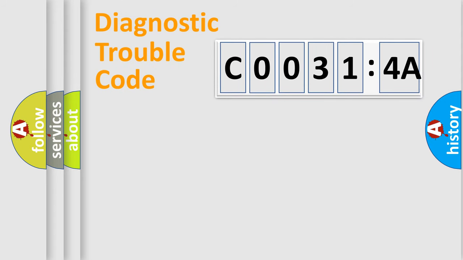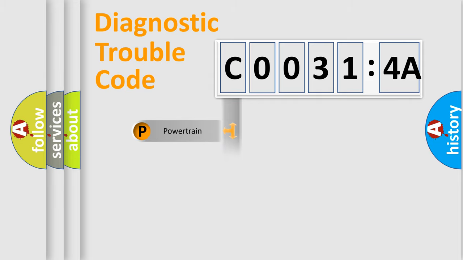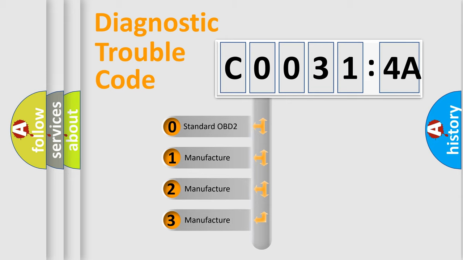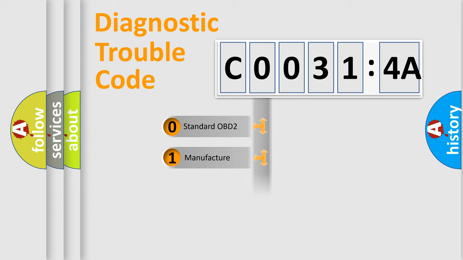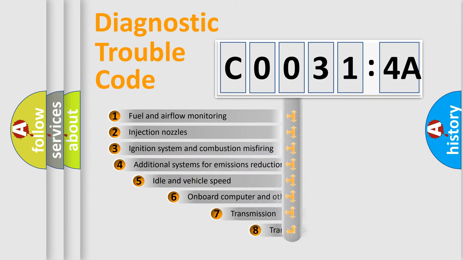Let's do this. First, let's look at the history of diagnostic fault code composition according to the OBD2 protocol, which is unified for all automakers since 2000. We divide the electric system of the automobile into the four basic units: powertrain, body, chassis, network. This distribution is defined in the first character of the code. If the second character is expressed as zero, it is a standardized error. In the case of numbers 1, 2, 3, it is a car-specific error.